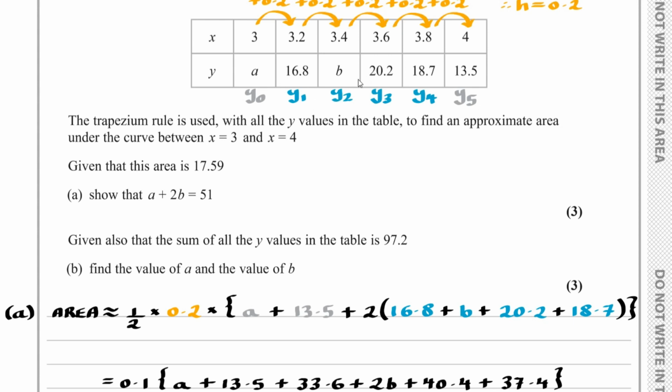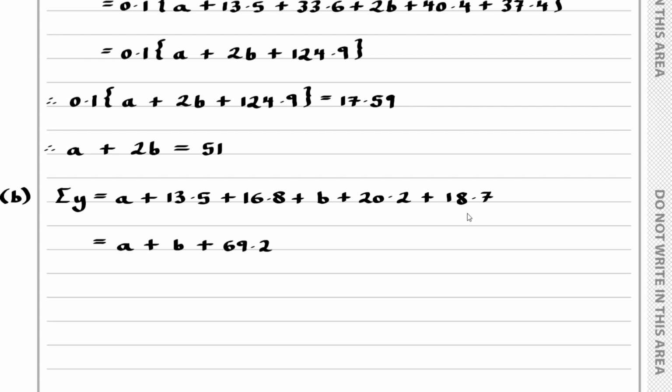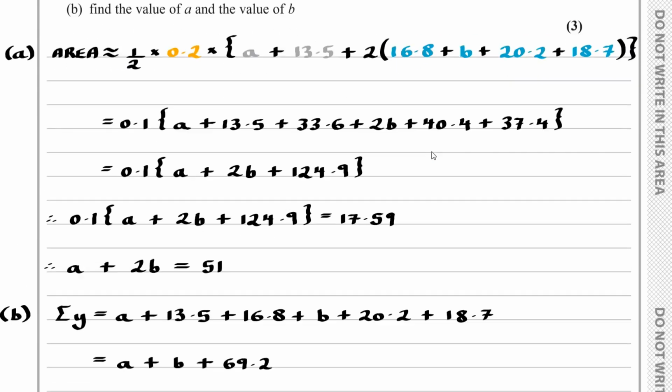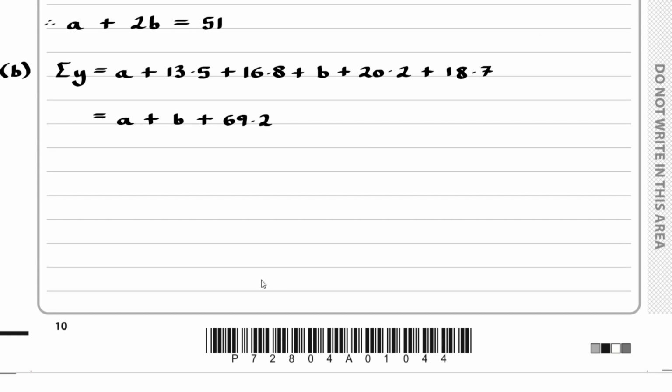So what we need to do is add together all these y values. For part B, the sum of the y's, we've got a plus 13.5 plus 16.8 plus b plus 20.2 plus 18.7, and that simplifies to a plus b plus 69.2. And what we know is that the sum of the y's is equal to 97.2, which means we have a plus b plus 69.2 equals 97.2, and if I subtract 69.2 from both sides, a plus b is equal to 28.